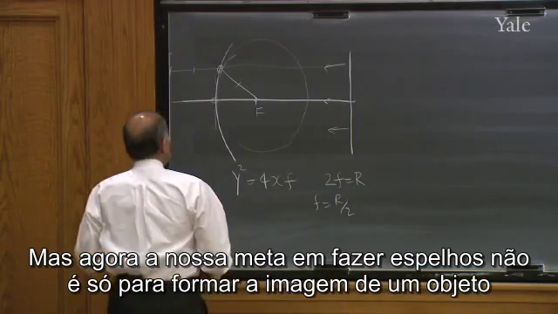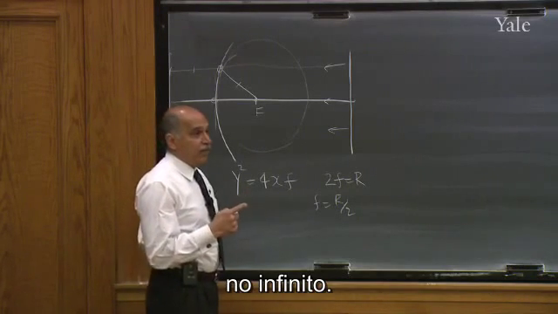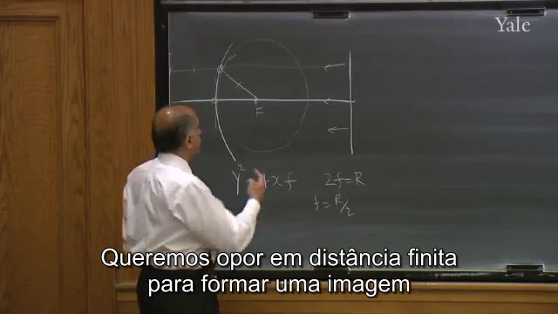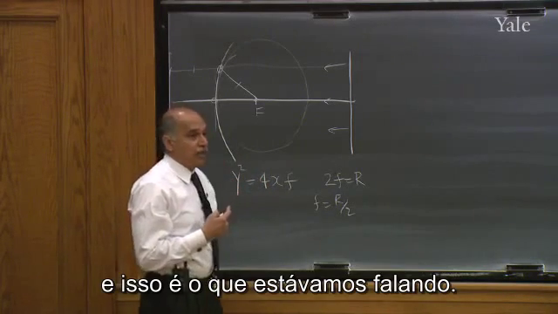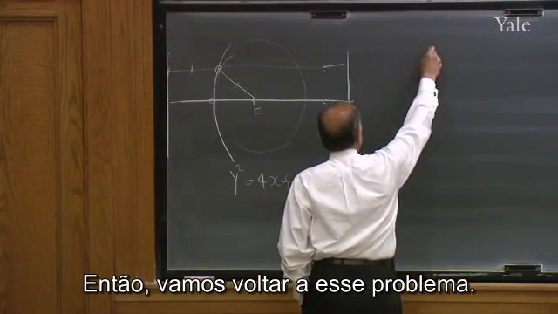But now our goal in making mirrors is not only to form the image of an object at infinity, but you want an object at a finite distance, one object at finite distance to form an image, and that's what we were talking about. So let's go back to that problem.